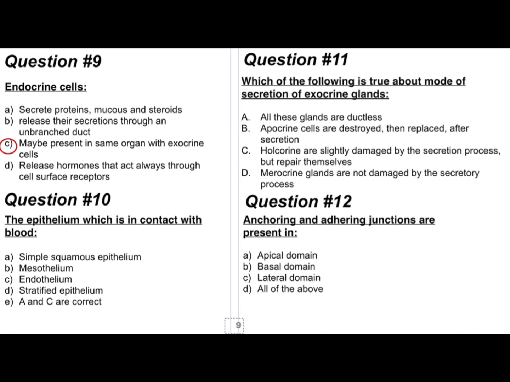Now question 10. The epithelium which is in contact with the blood, what is it called? A, simple squamous epithelium, B, mesothelium, C, endothelium, D, stratified epithelium.